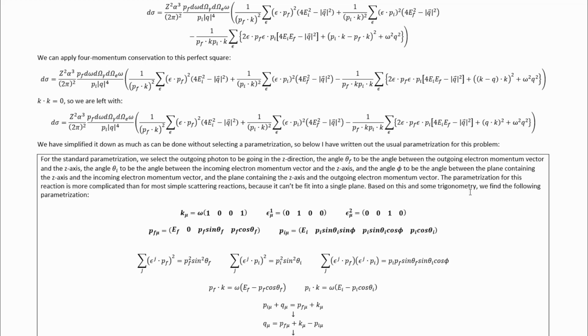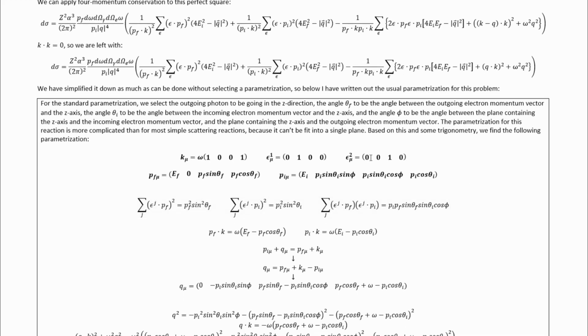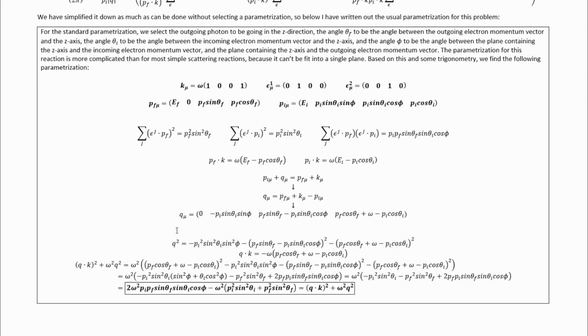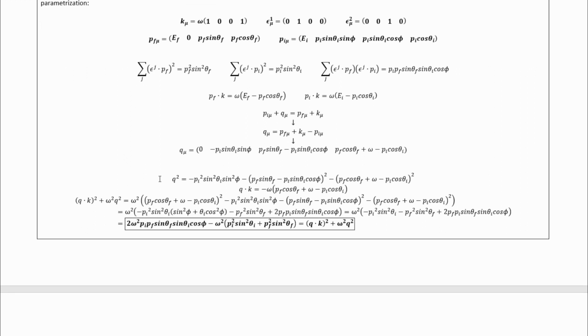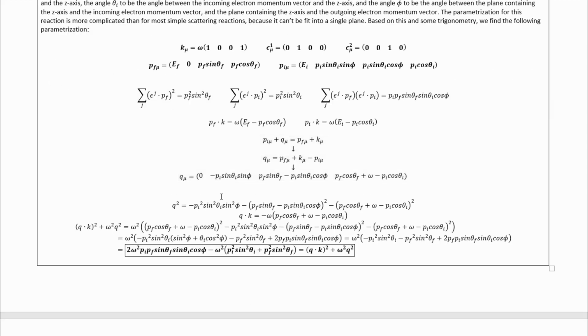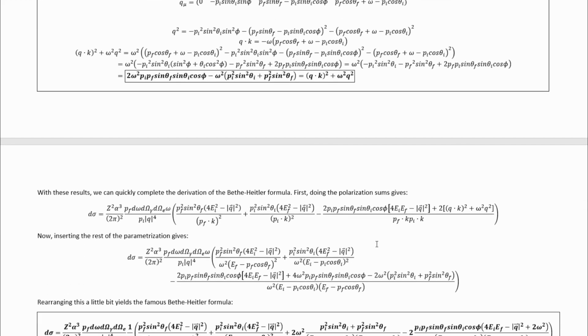Based on all of these definitions and some trigonometry, we can work out this parameterization, and with that we can start evaluating various dot products, and we can also use momentum conservation to figure out what q mu must be in terms of that parameterization, and therefore what q squared is, and ultimately what k dot q squared plus omega squared q squared is, which is that term that showed up in this pre-simplified result for the differential scattering cross-section. And with all of these dot product results in terms of the parameterization, we can finish up the simplification.